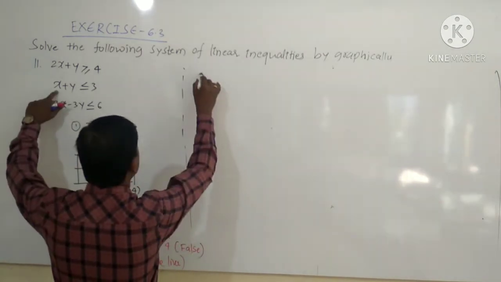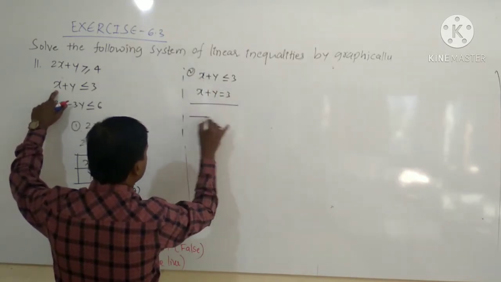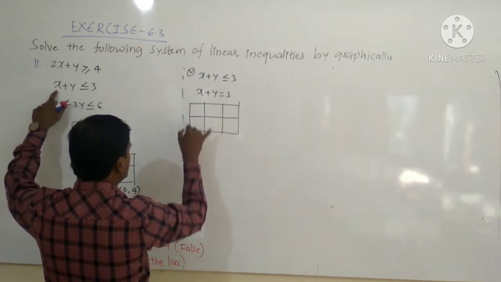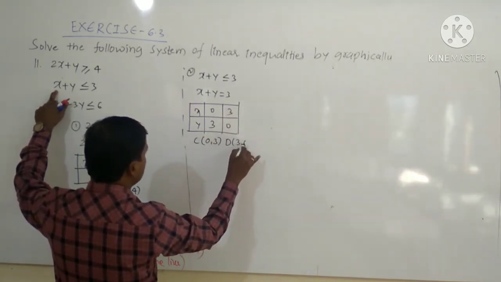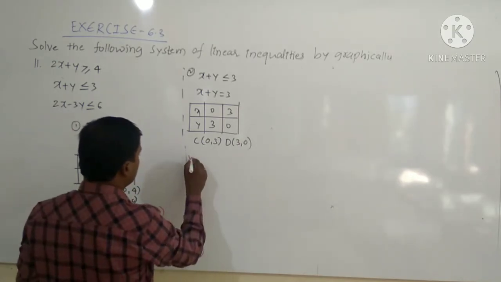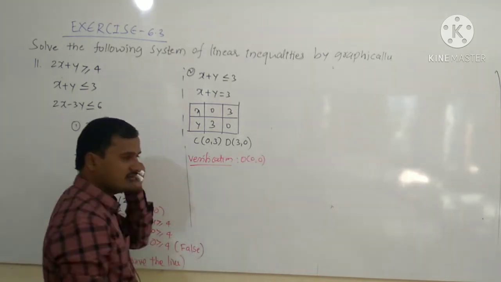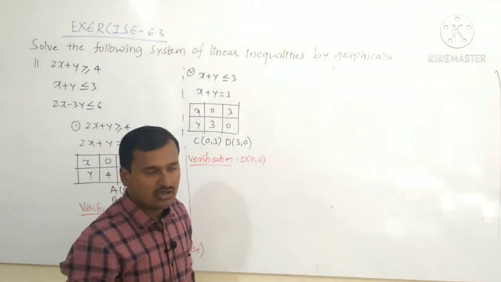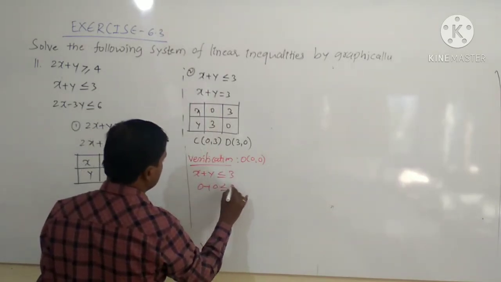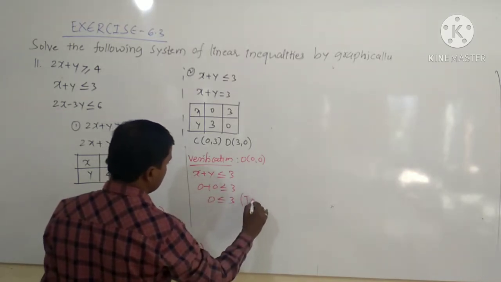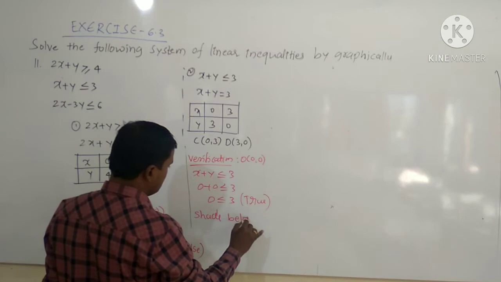The second one, see what we have: x plus y, which is less than or equal to 3, x plus y equal to 3. So clearly what does it represent? It represents again a straight line. To draw a straight line, we need two points. Okay, it is like this: point C is 0 comma 3, point T is 3 comma 0. Okay, right. Again here we have to go for verification. Verification means we have to take the coordinate of the origin, to decide whether we have to shade below the line or above the line. For that, here we take x plus y, which is less than or equal to 3, 0 plus 0, which is less than or equal to 3, 0 is less than or equal to 3. So clearly what is it? True. If it is true, shade below the line.